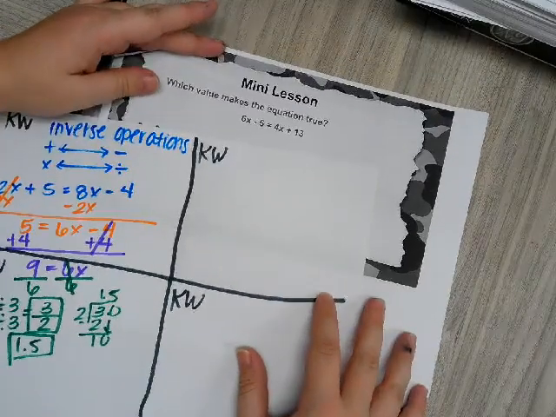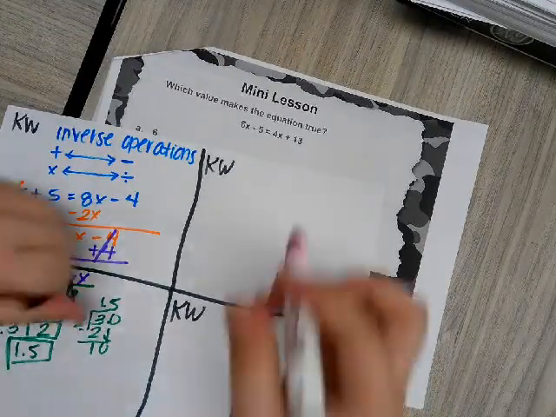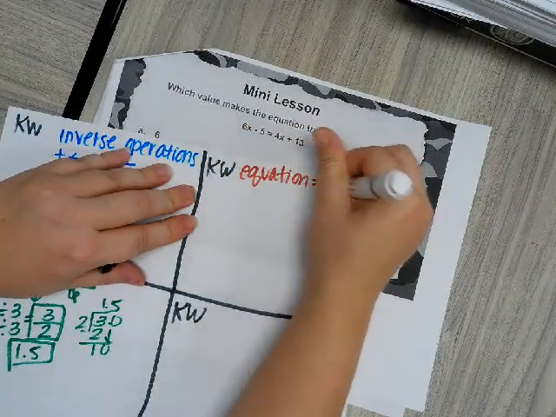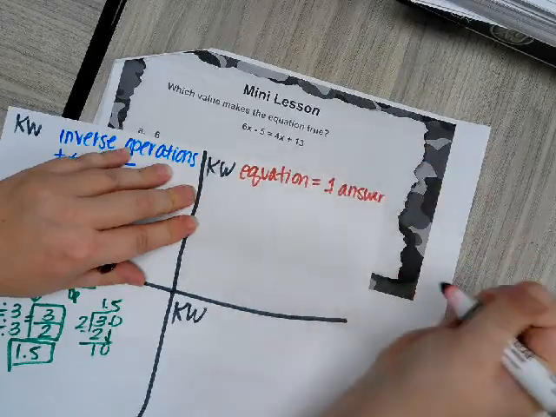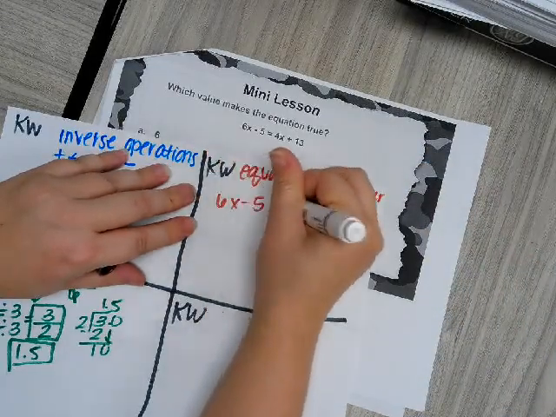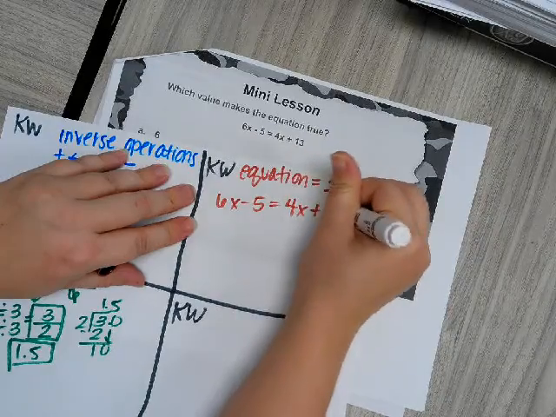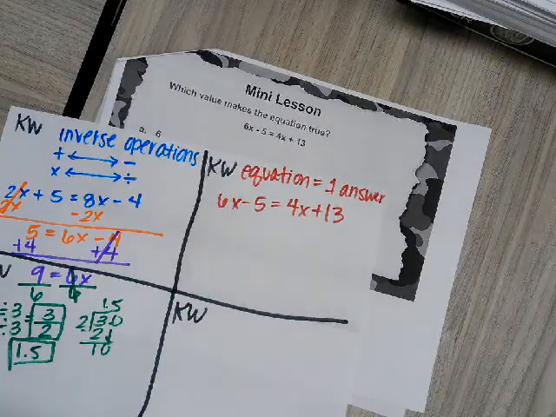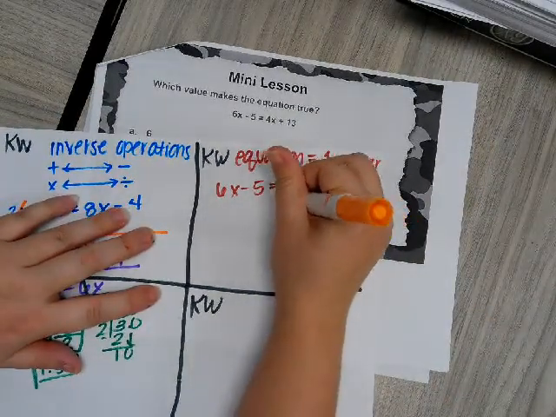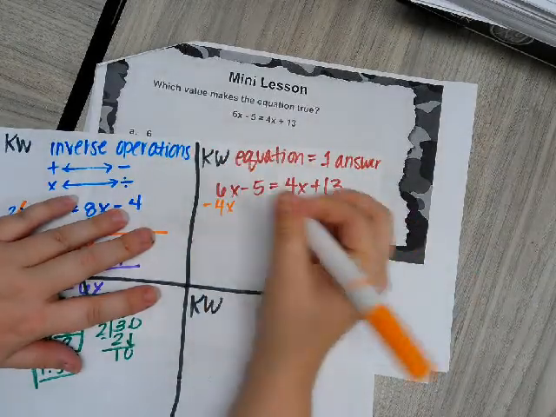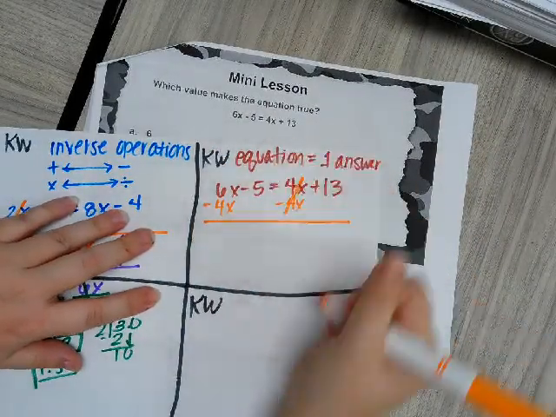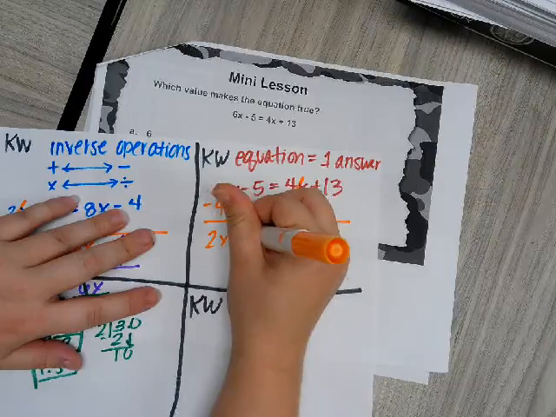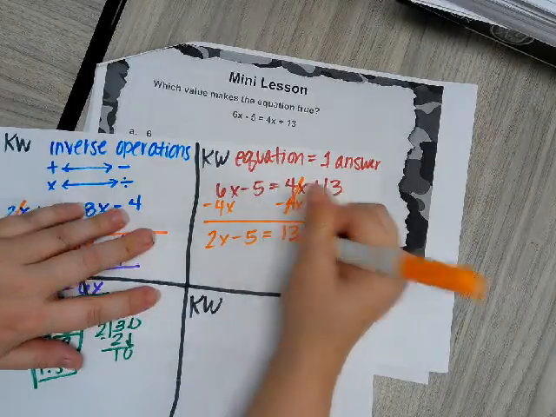Which value makes my equation true? So remember, we have an equation. That's going to be one answer. Okay, so we have 6x minus 5 equals 4x plus 13. I like to move my variables first. So we minus 4x here, minus 4x here. I always move the smaller one. My 4x's zero out, so we have 2x minus 5 equals 13.